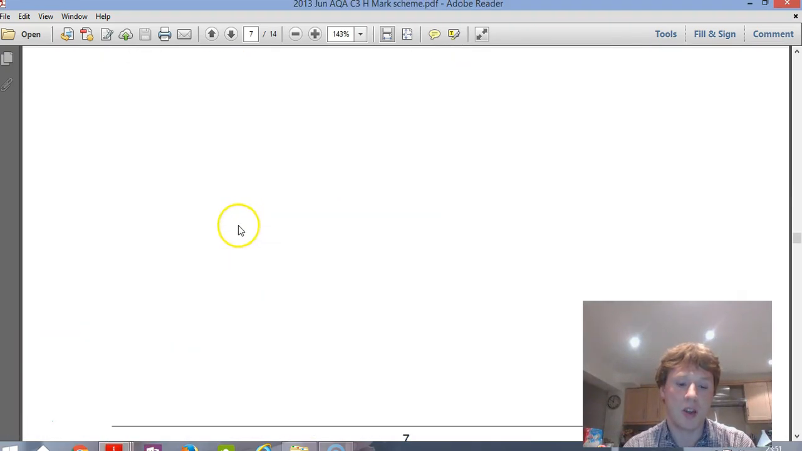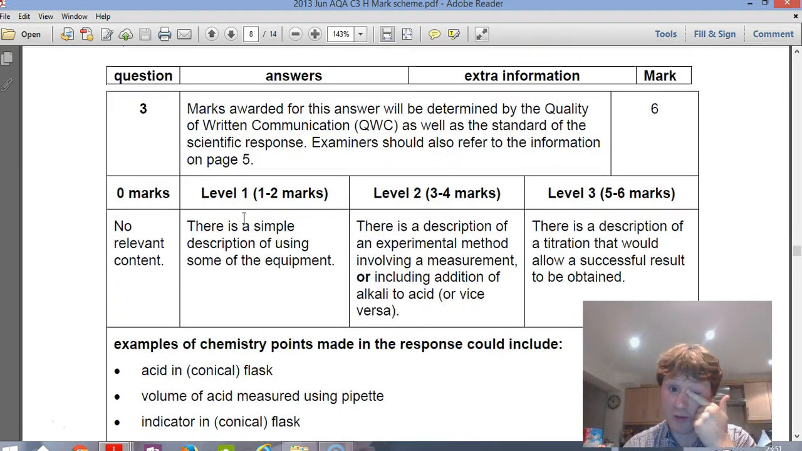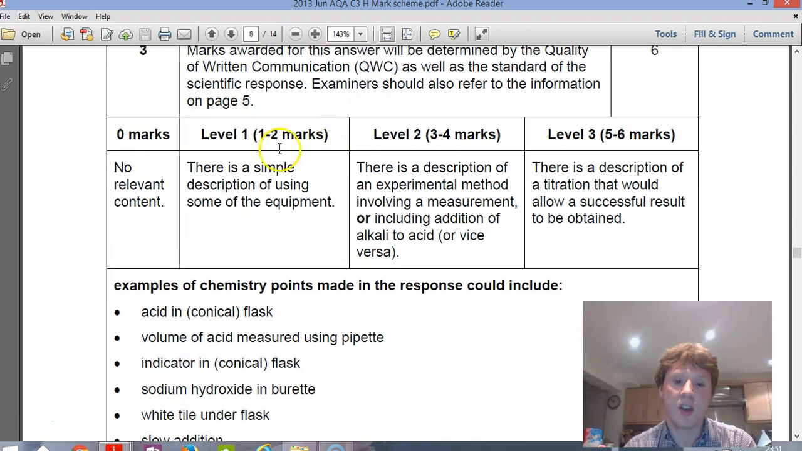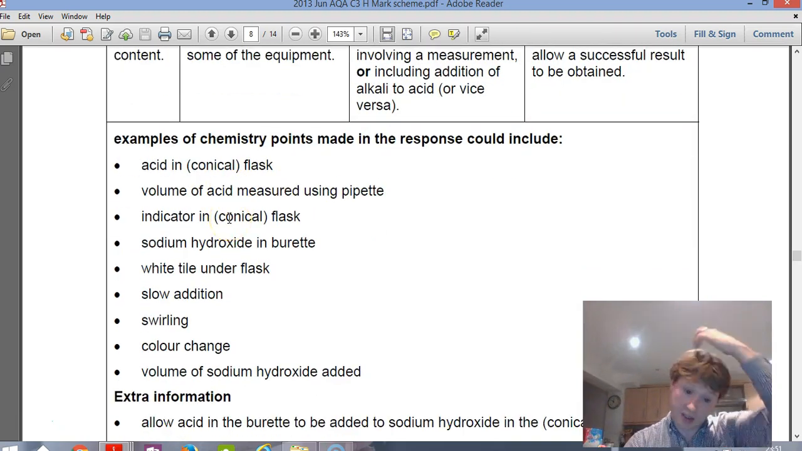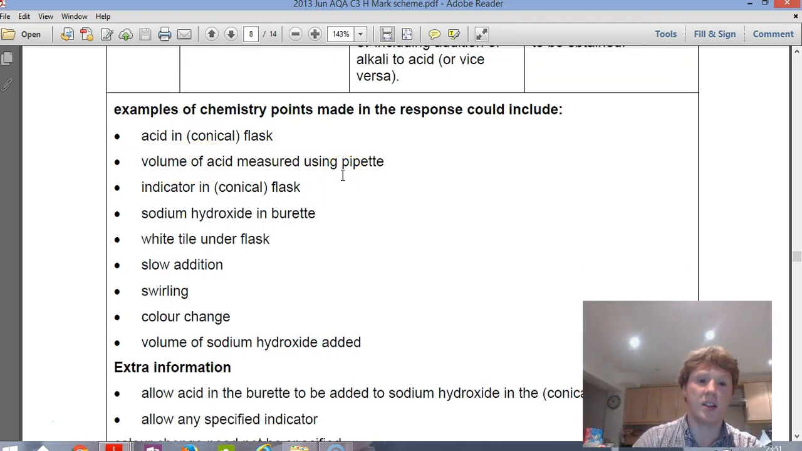Right, the mark scheme. So this is like a levels thing. There's also quality of written communication. A simple description will get you 2 marks max. To get more than 2 marks, you need to mention measurements or adding the alkali to the acid. And then to get 6 marks, you just need to describe how to get an actual result. So here are some points. You put the acid in the conical flask. You put a measured volume of acid using a pipette.